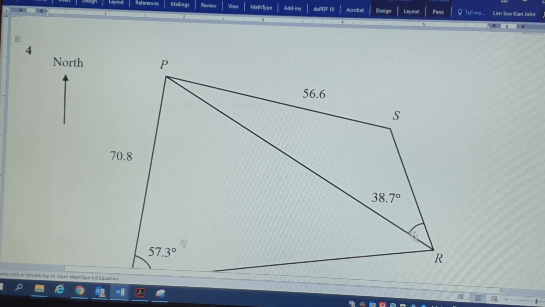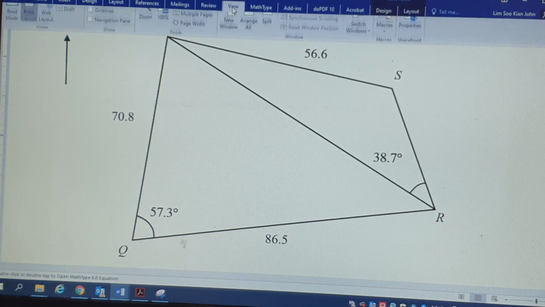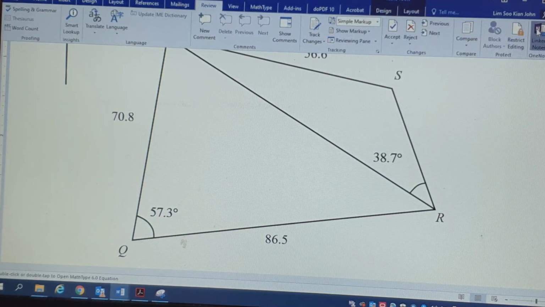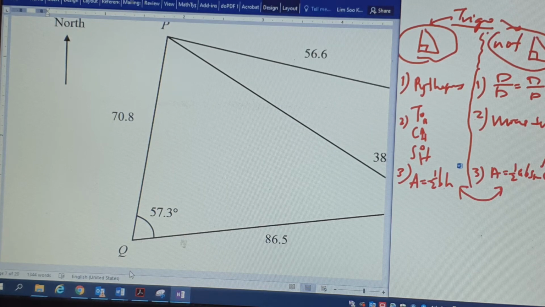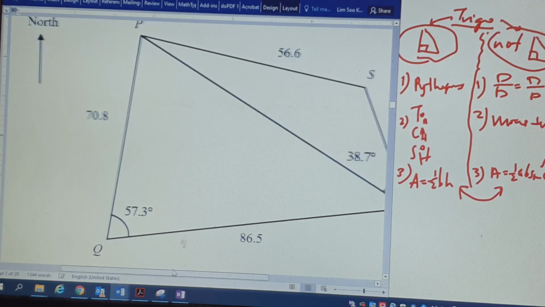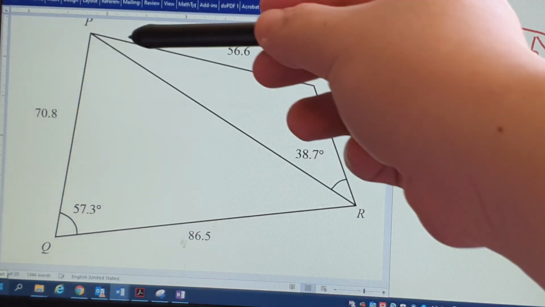So easy. Firstly, think: is it a right angle triangle? Of course not. Right angle triangle means 90 degrees. There's no 90 degrees here, so it's not a right angle triangle, right? Okay. Secondly, because it's not a right angle triangle, you think of the sine rule. We have to find this length.